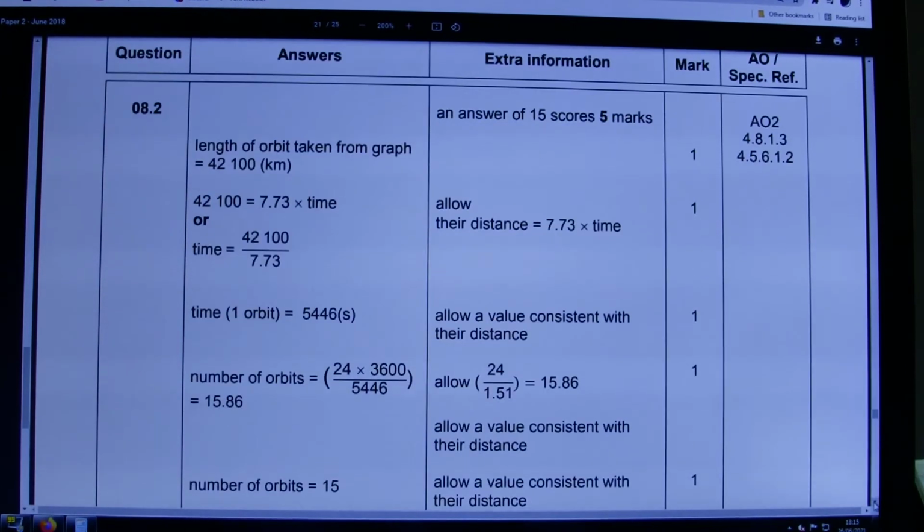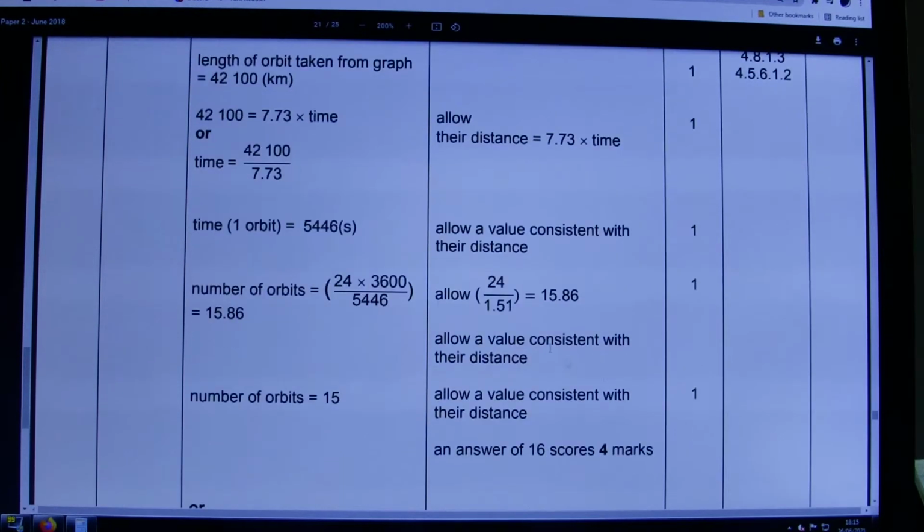082, length of orbit taken from graph, 42,100 kilometers. And whichever way around you want to draw the equation, time is that length divided by speed, which is 5,446 seconds. So it is 86,400 divided by that, 15.86. The number of orbits is 15.